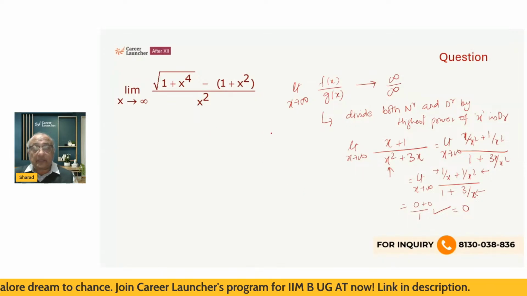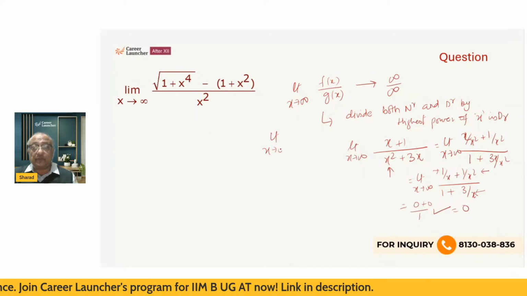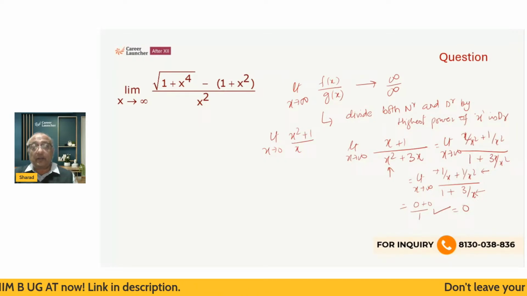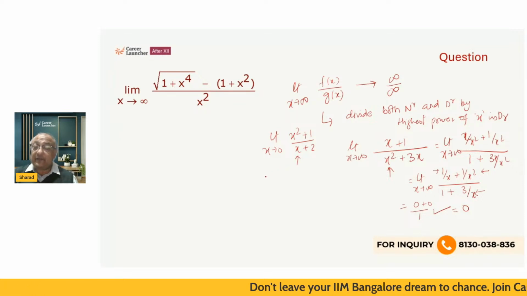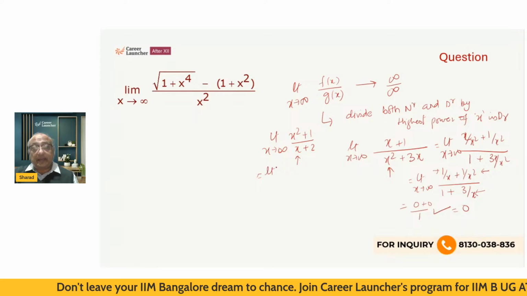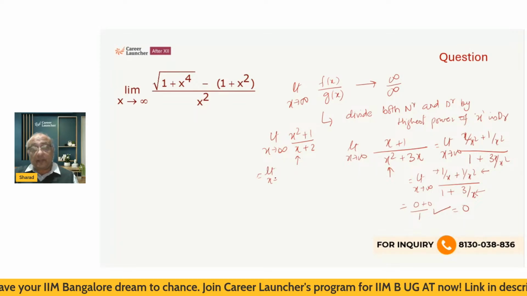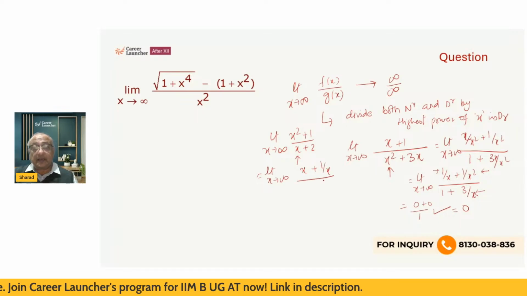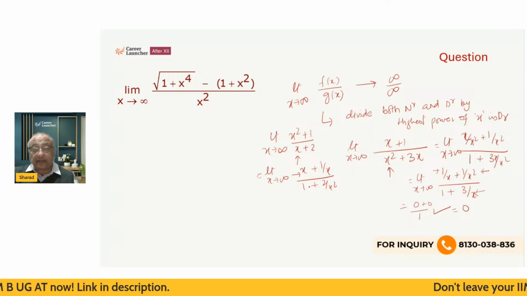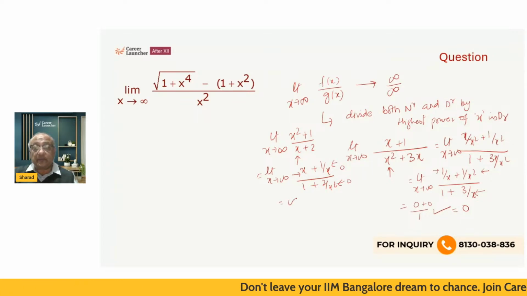So had this question been like this, limit x tends to infinity, let us reverse this question, (x square plus 1) upon (x plus 2). Again I will divide by the highest power. And what will be my answer? Limit x tends to infinity, (x plus 1 upon x) upon (1 plus 2 upon x square). This is infinity. This is 0. This is 0. This is 1. So the answer will be infinity.